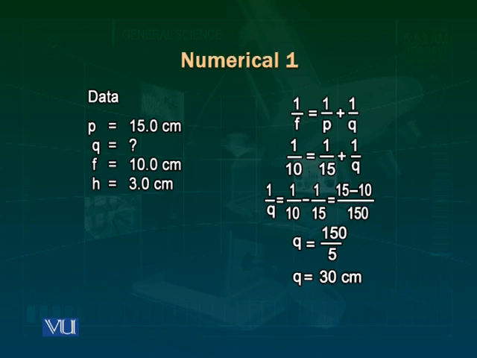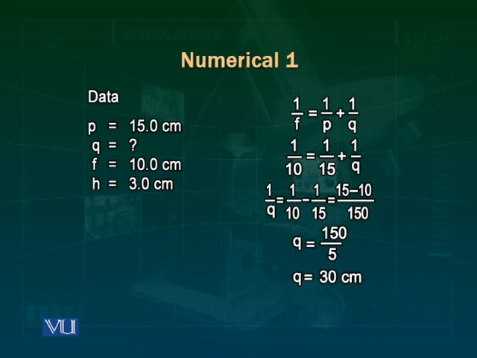Now, substituting the values, 1 over 10 is equal to 1 over 15 plus 1 over q. We use everything positive, as we discussed last time, that in case of a convex lens, p is positive, q is positive, and f is positive. Substituting the values, we find 1 over q is equal to 1 over 10 minus 1 over 15, giving us q is equal to 150 divided by 5, or in other words, q is equal to 30 centimeters.